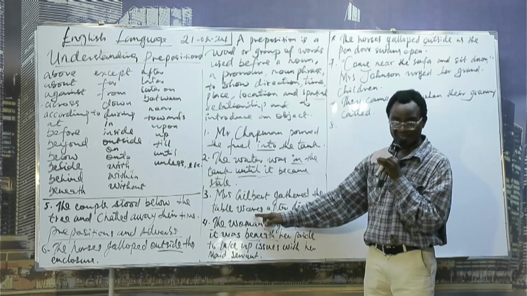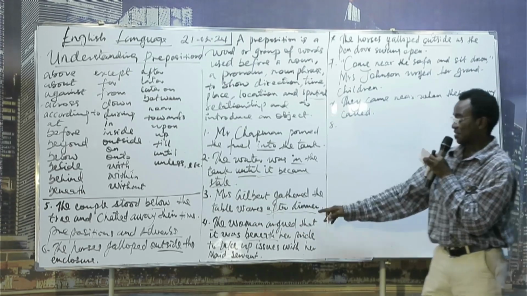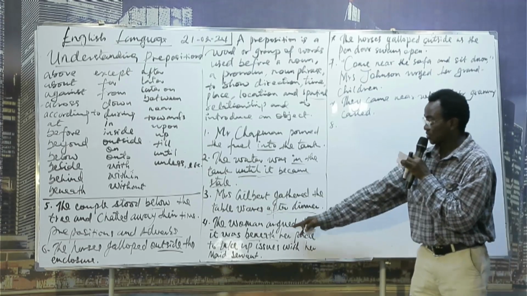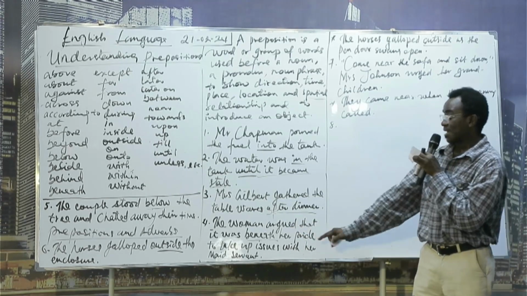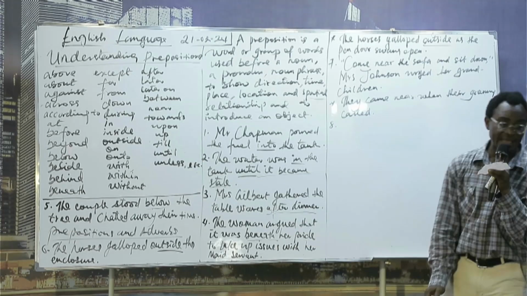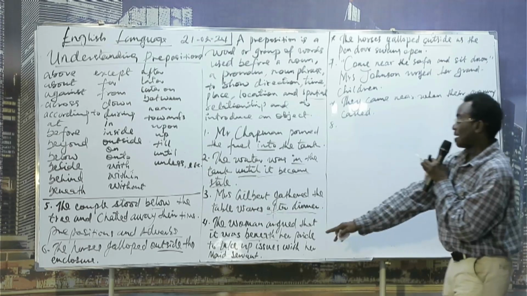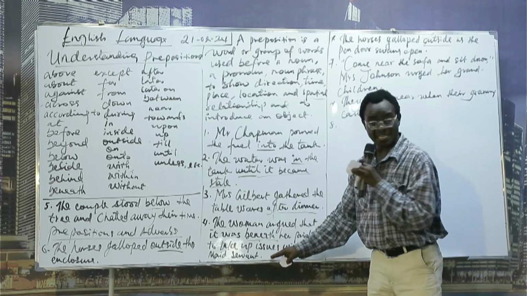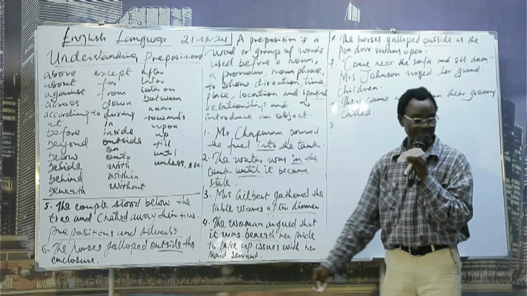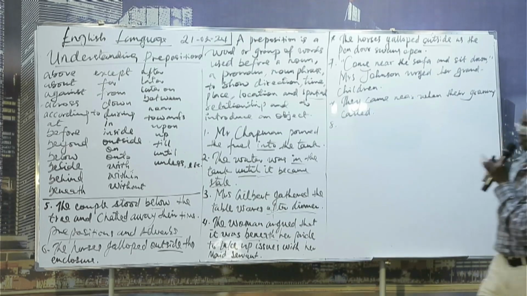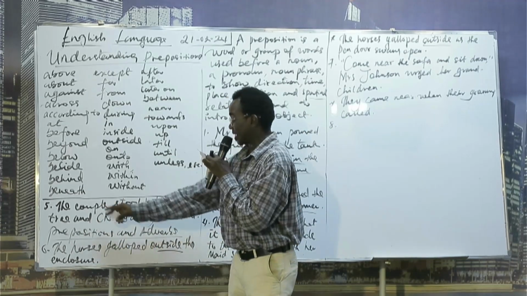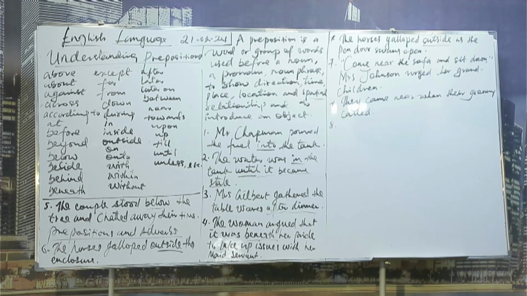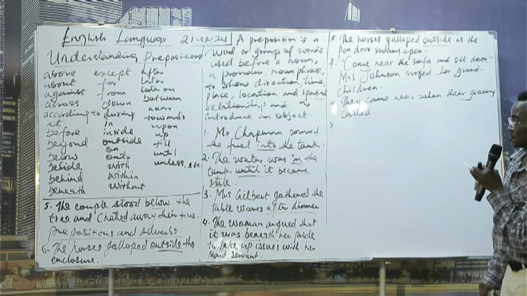Gathered the table wares, W-A-R-E-S, wares, after dinner, for the woman argued, A-R-G-U-E-D, argued, that it was beneath, B-E-N-E-A-T-H, beneath her pride, P-R-I-D-E, her pride, to take up issues with her maidservant. The couple stood, C-O-U-P-L-E, couple, stood below the tree and chatted away their time. Chatted is C-H-A-T-T-E-D, chatted their time.